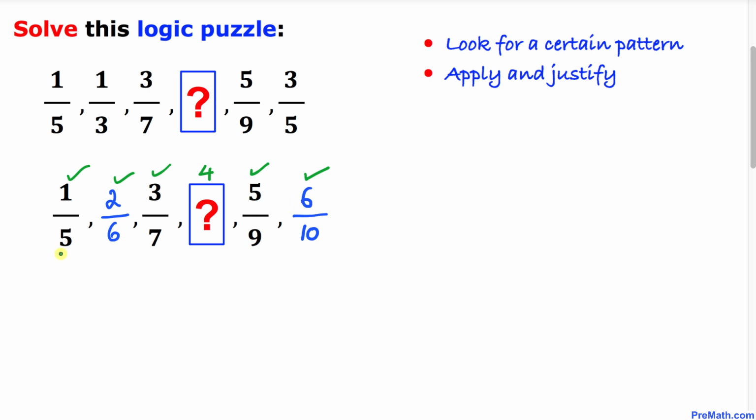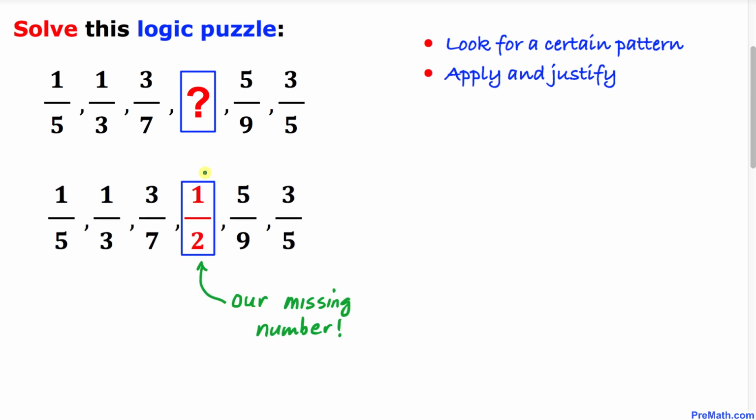And likewise in the denominator we got 5, 6, 7, and the missing number in the denominator is going to be 8, and then 9, and then 10. So thus our missing number is going to be simply 4 divided by 8, and if we reduce it, that is going to give us 1 over 2. So thus our missing number turns out to be 1 over 2.